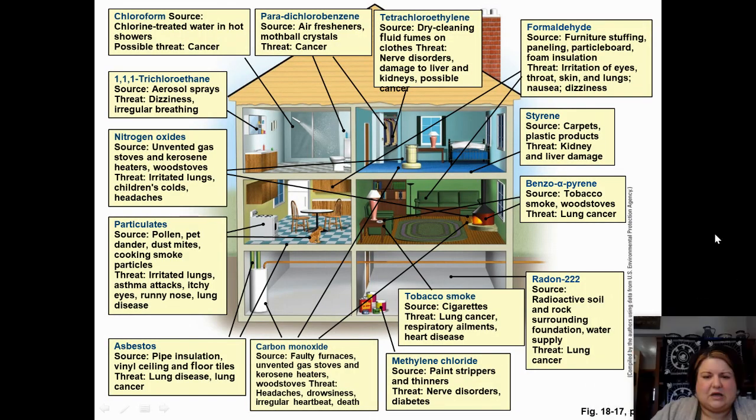And then this breaks down where in the house we can find all these things. For example, nitrogen oxides would be from unvented gas stoves, kerosene heaters, wood stoves. If you have a cabin or a grandparent's house that has a wood stove, it also tells you the health threat there. Particulates would be things like dust, pet dander if you have pet allergies, pollen. Asbestos is listed there, carbon monoxide. Down on the bottom right, this is where it talks about radon and the threats to that. Tobacco smoke, and then there's a couple other ones like formaldehyde, tetrachloroethylene, paradichlorobenzene. Those are all things that come with, well, this one says air fresheners and mothball crystals.